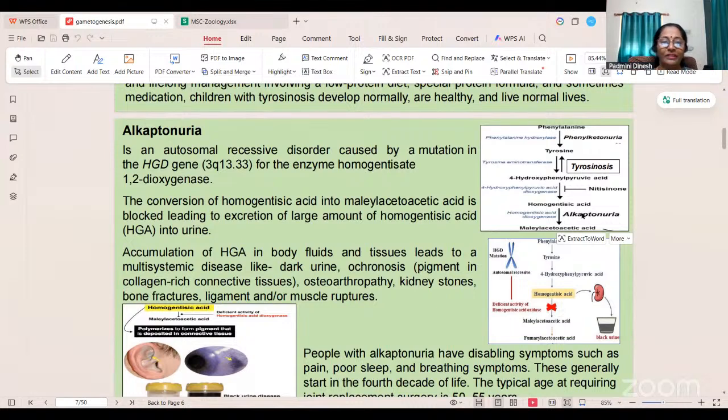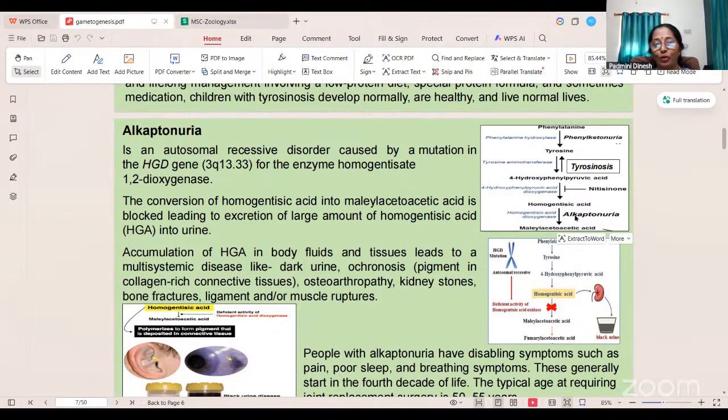All these are autosomal recessive disorders wherein both the parents have to have this to be passed on from the parent to children. Now, this is present on chromosome number 3q13.33. 3 is chromosome number 3, q is the q arm, and position 13.3 is where this particular gene is present to produce homogentisic acid dioxygenase. Now, conversion of the homogentisic acid to maleylacetoacetic acid is being blocked. Why? Because this enzyme is not there.